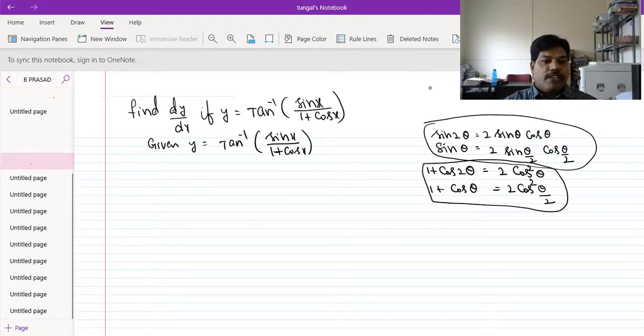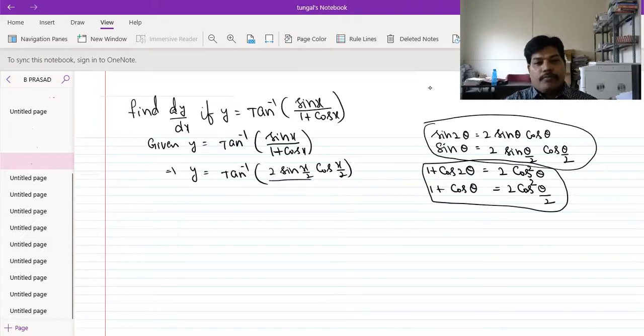So you can apply those values here. What will we get? That implies y is equal to tan inverse of sin x upon 1 plus cos x. You can write it, using the half angle formula, as 2 sin x by 2 into cos x by 2 divided by 1 plus cos x. 1 plus cos x is nothing but 2 cos square x by 2. So what terms can you cancel here? The 2 will be cancelled, and the cos x by 2 and the square will be cancelled.